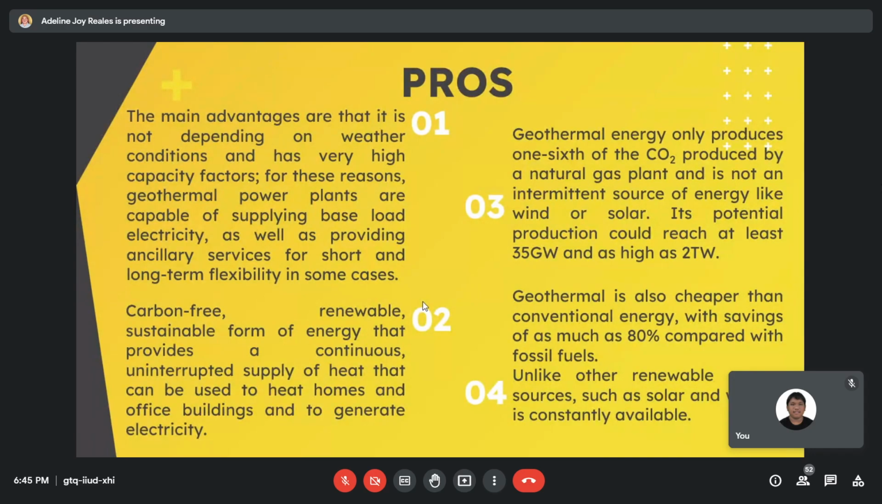Second, it is a carbon-free, renewable, sustainable form of energy that provides a continuous, uninterrupted supply of heat that can be used to heat homes and office buildings and to generate electricity. Third, geothermal energy only produces 1/6 of the carbon dioxide produced by a natural gas plant and is not an intermittent source of energy like wind or solar. Its potential production could reach at least 35 gigawatts and as high as 2 terawatts.